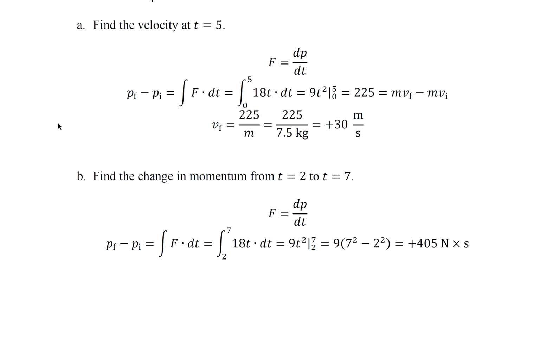Part B, find the change in momentum from time equals 2 to time equals 7. This is the equation for change in momentum.